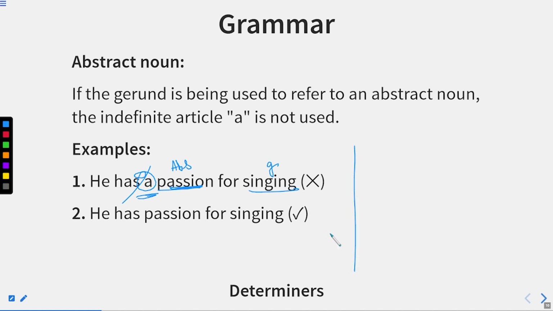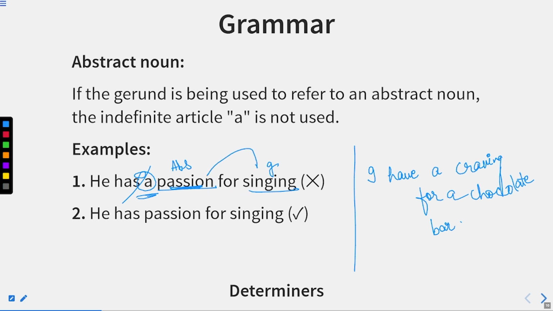Now, if I compare this sentence with this sentence, I have a craving for chocolate, for a chocolate bar. In these two sentences, you must be confused why we are using a before craving and why we are not using a before passion. Now, passion is an abstract noun and this passion is for singing. This singing is gerund. Whereas in this sentence, craving is gerund and we are using this as a countable noun. For what? Chocolate bar. Therefore, we are using a before it.